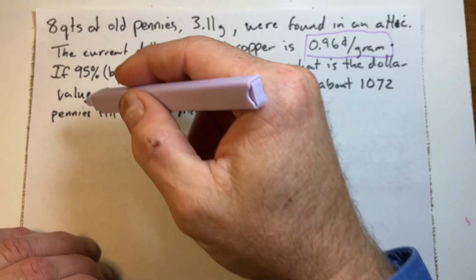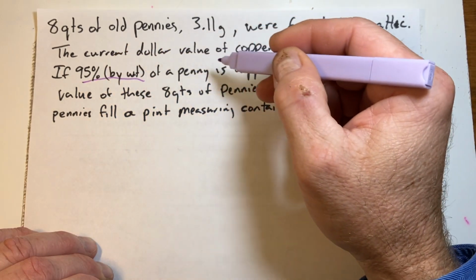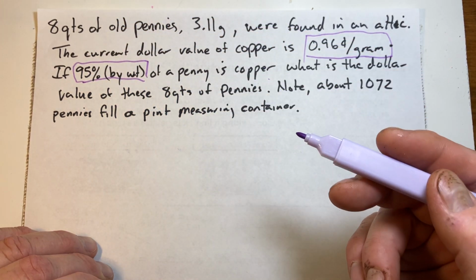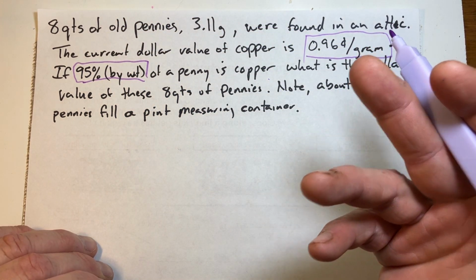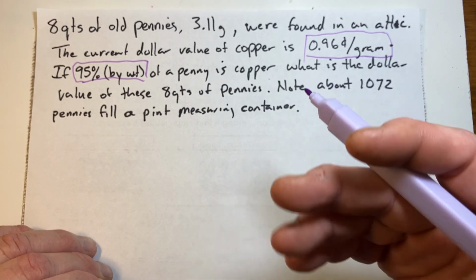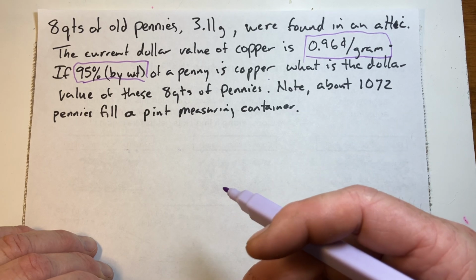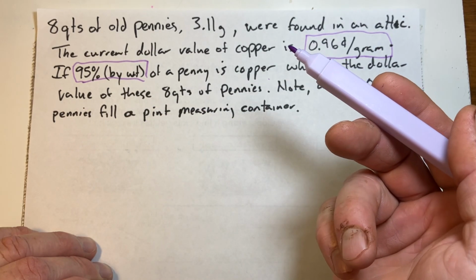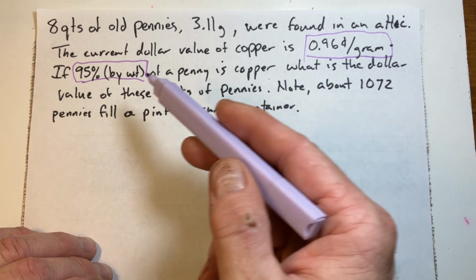Then they have this 95% by weight of a penny is copper. That is also a ratio, because if you see a percentage, just like on a quiz or a test, you didn't get all the points. Let's say you got 90% of the points. That's like a 90 over 100, points over points. In this case, it's 0.95 grams of copper for every 1 gram of pennies.